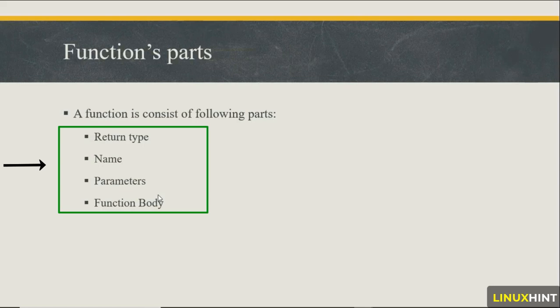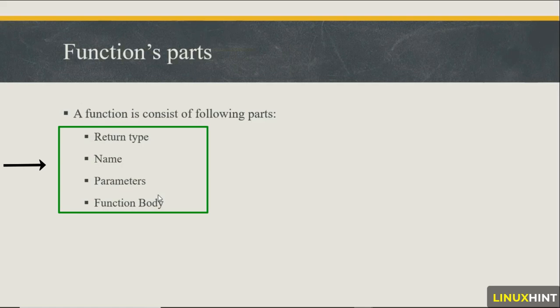The parameter list refers to the type, order, and the number of the parameters of a function. Parameters are optional. That is, a function may contain no parameters or a function may contain multiple parameters. So the parameter is optional in a function. After the parameters, we have the function body. The function body contains a collection of statements that define what the function does.